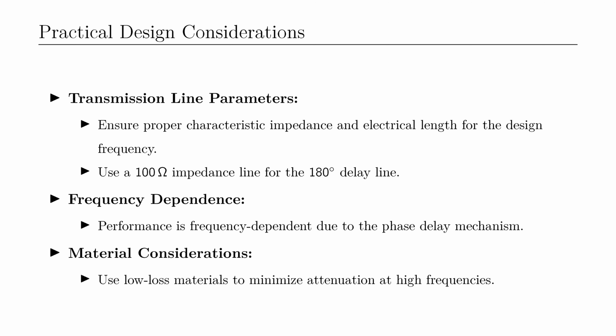Practical considerations for designing a half-wave balun include: transmission line parameters, ensure the transmission lines have the correct characteristic impedance and electrical length for the target frequency. The 180-degree delay line should use a 100 ohm impedance line. Frequency dependence, performance is dependent on the operating frequency due to the phase delay mechanism. Material considerations, use low-loss materials to minimize signal attenuation at high frequencies, maintaining efficiency and accuracy.